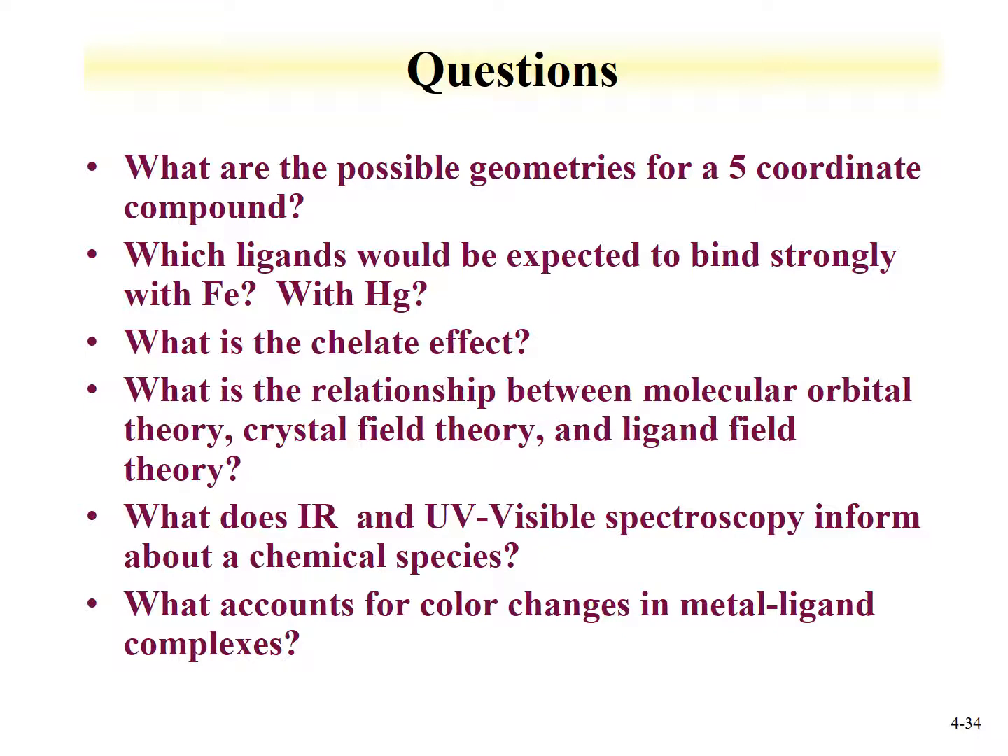Questions that would be related to what we discussed are listed here. Which ligands would you expect to bind strongly with either iron or mercury? Soft mercury, harder iron. Describe the chelate effect. What does IR and UV-vis spectroscopy inform about a chemical species?